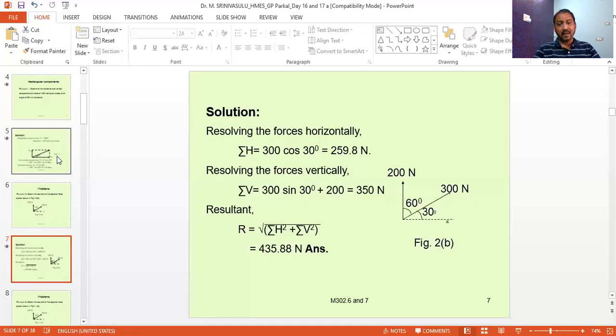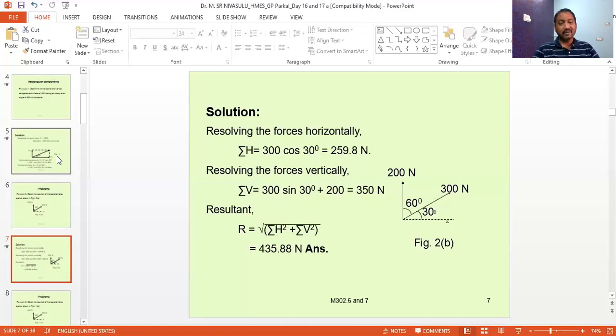First, resolving the forces horizontally. So here 300 newtons is acting in the first quadrant and making 30 degrees with horizontal. So the horizontal component of this force will be 300 into cos 30, and it acts in the positive direction of x. So it is positive, and its value is equal to 259.8 newtons.